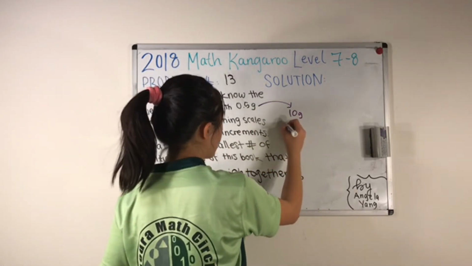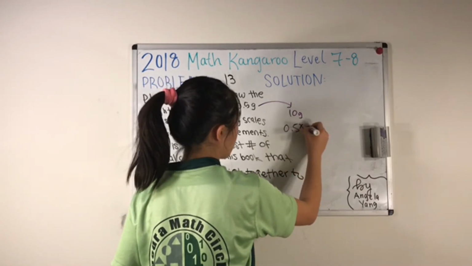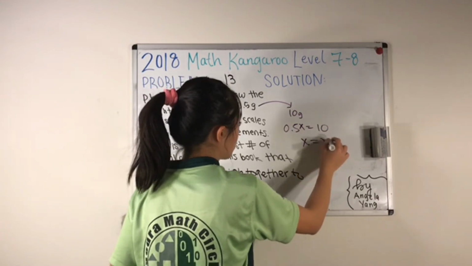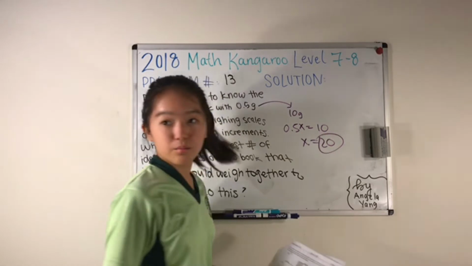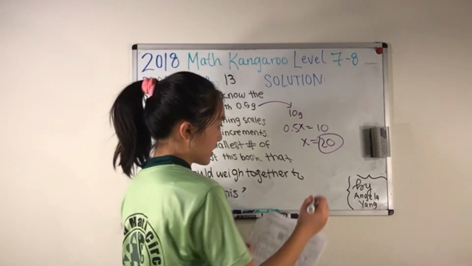So you would basically just do 0.5x equals 10, and then your answer is x equals 20. So you would need 20 copies of the book in order to be able to figure out the weight. And that means the answer is letter D.